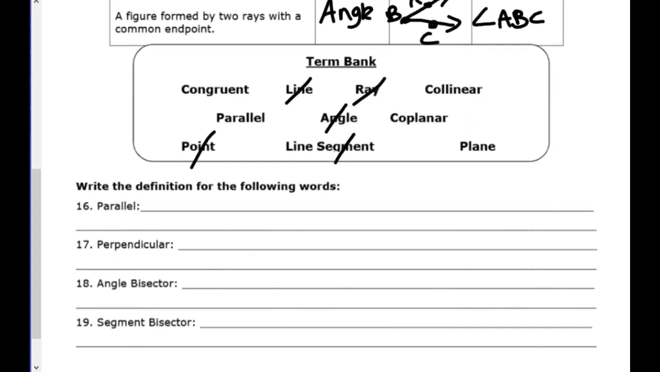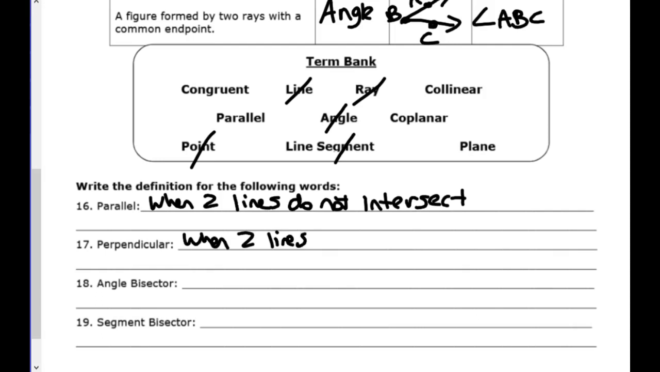Okay, so we got to know that parallel, when two lines do not intersect, they have the same slope. When two lines intersect at 90 degrees, that's very important. They don't just intersect, they make a right angle.